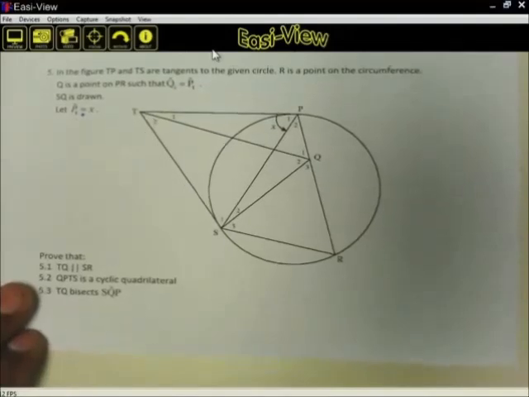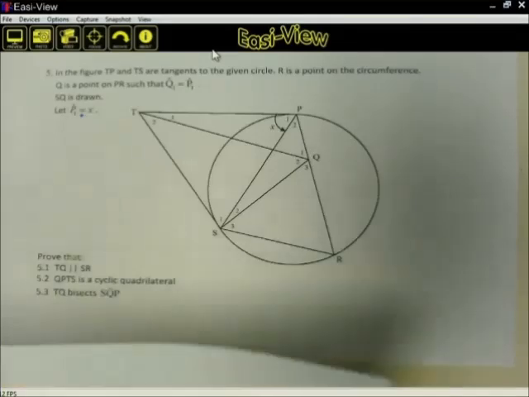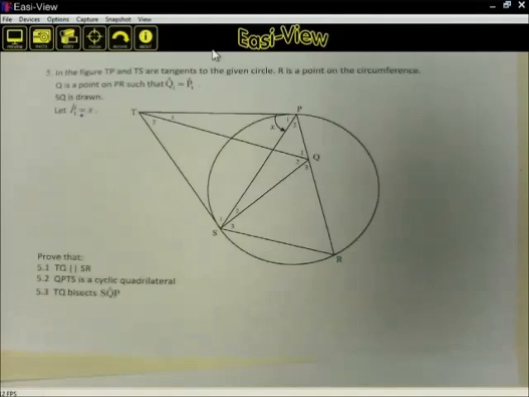Next one. Should we do it together, or should I allow you to do it first? Let's do it together. I'll give you a chance for the next one to tackle it first. Okay? Let's analyze. Remember the key. When you analyze, where possible, indicate the given information on the diagram.